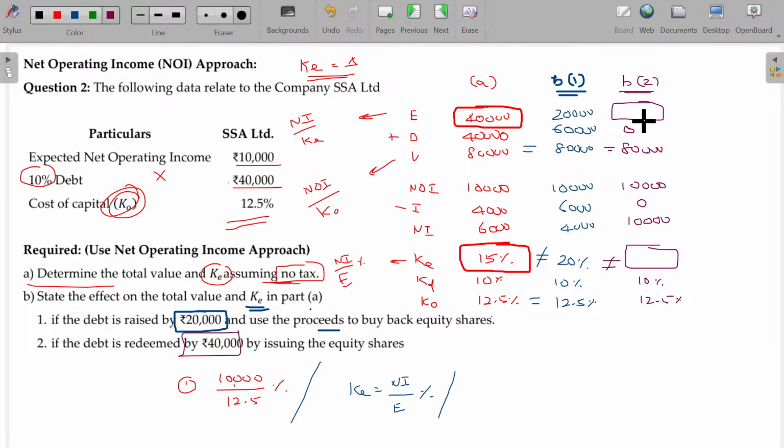And you can calculate this one as well as this one. As you know the value, you can calculate the equity easily, which is 80. And KE can be calculated as NI being 10,000 divided by 80,000, 12.5%. Remember that in case of an unlevered firm, KE is equal to KO. Only by mixing in the KD debt will there be a change. But if there is no debt, then KE is always equal to KO.